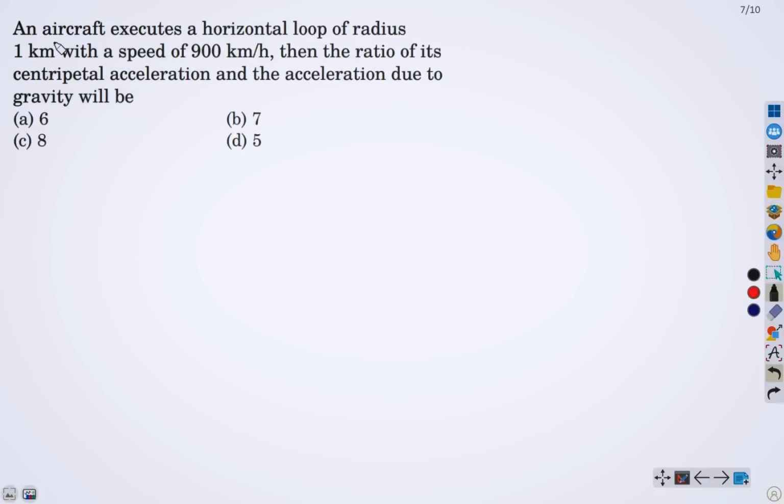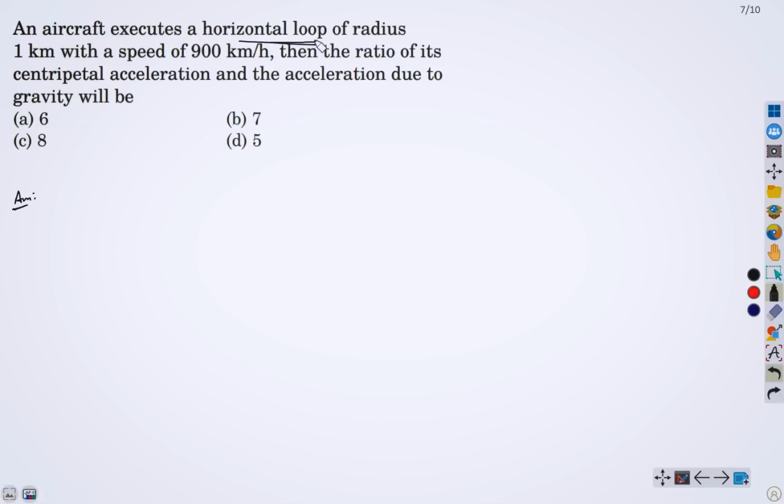Yes. Given an aircraft executes a horizontal loop of radius 1 kilometer with the speed of 900 km per hour, then the ratio of its centripetal acceleration and the acceleration due to gravity will be. Let us first feel what the problem given is. Okay, we will definitely work out the problem, but let us first imagine what is happening in the background. Given this aircraft executes a horizontal loop.